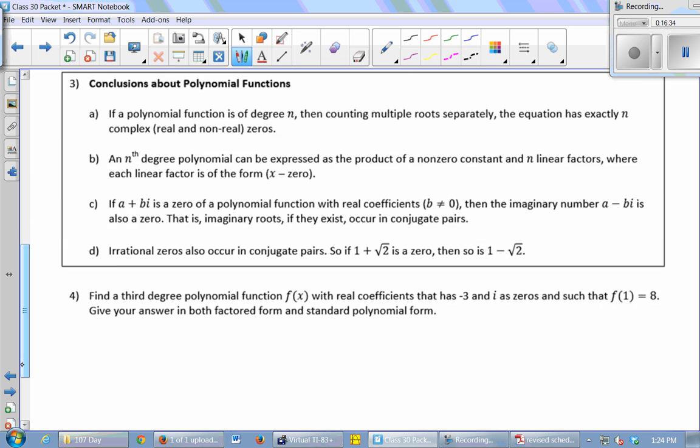So those are our 4 conclusions about polynomials. These first 2 together are called the fundamental theorem of algebra. They're that important. I'm not going to test you on the name of them. You just need to know what they say.